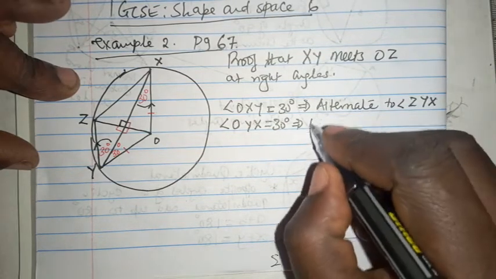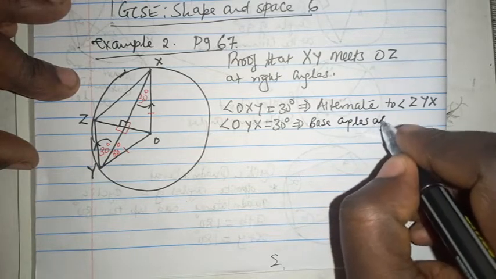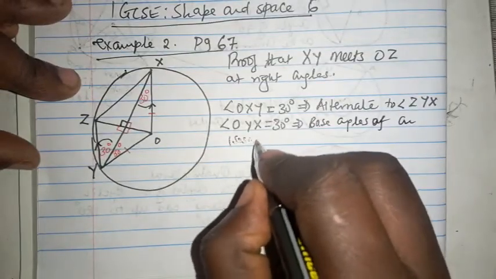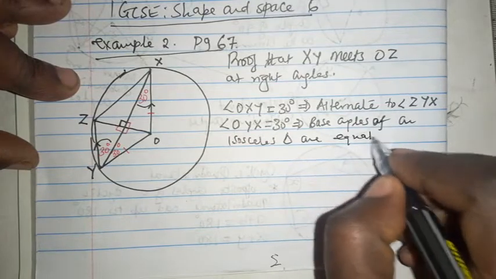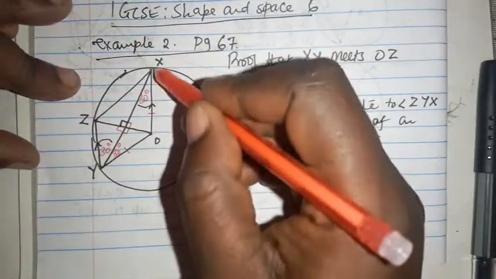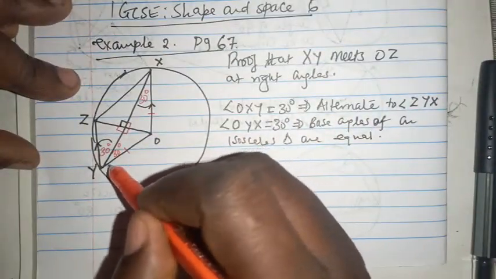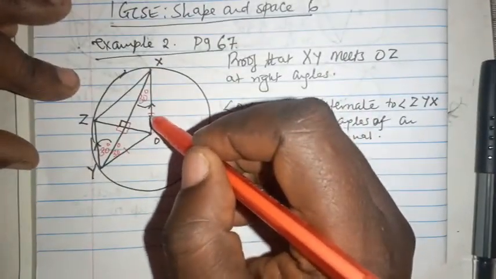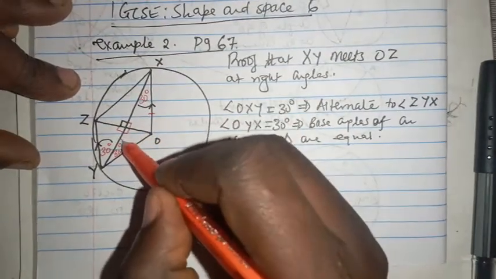Reason being, base angles of an isosceles triangle are equal. The base angles of an isosceles triangle are equal. Triangle OXY is isosceles due to the fact that this is a radius and this is the radius of a circle, and two radii are equal, making the whole triangle isosceles. So that base angle is equal to this base angle.